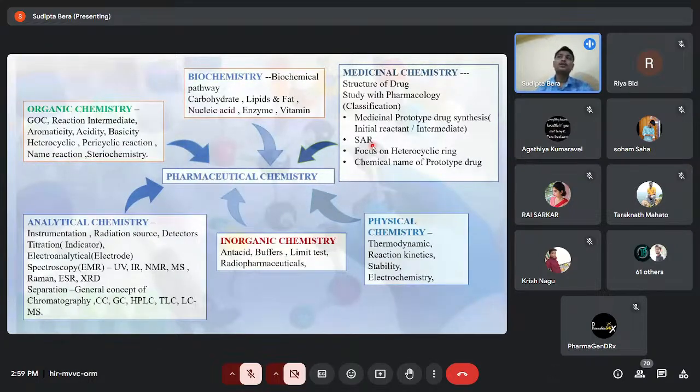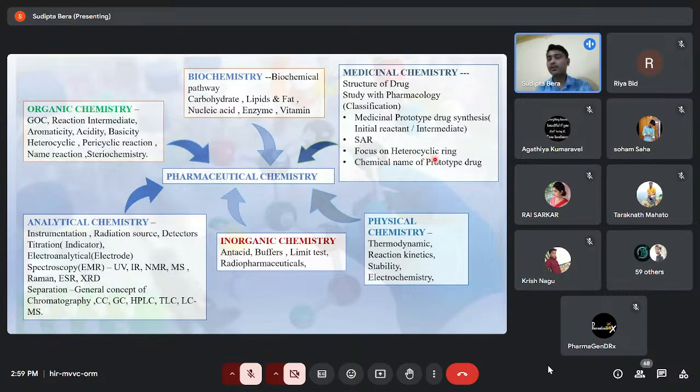If we change any groups or add any groups, then the effect will be changed or diminished. So you understand this SAR in medicinal chemistry. It is also important. Focus on the prototype of every class and the SAR of these prototype drugs, not for every drug, only prototype drugs.